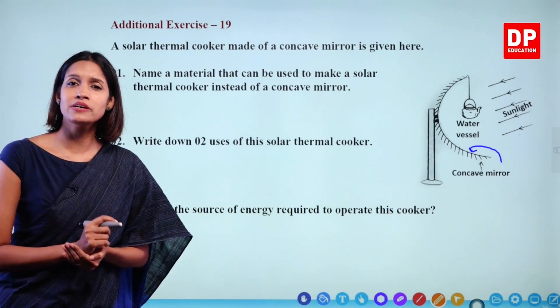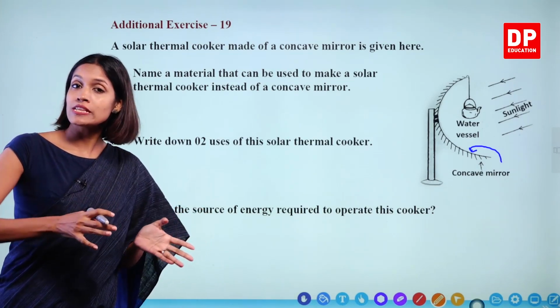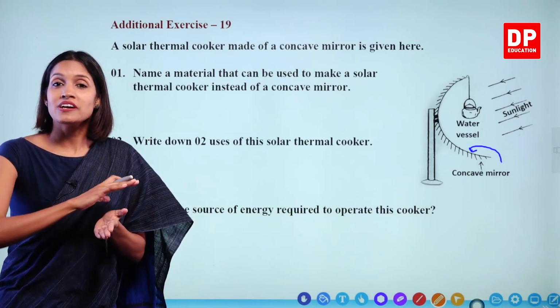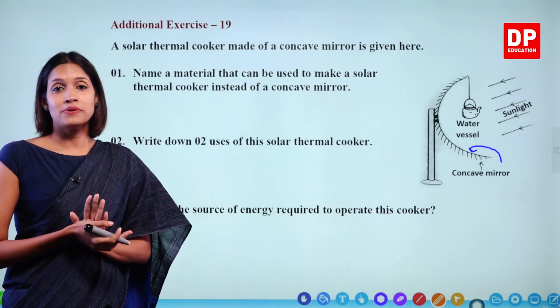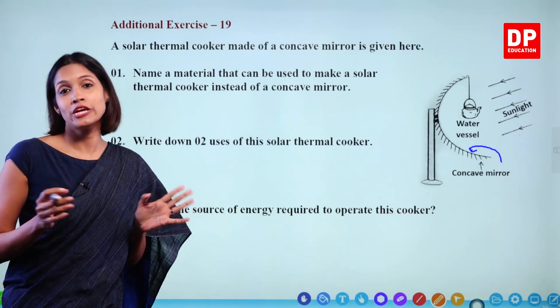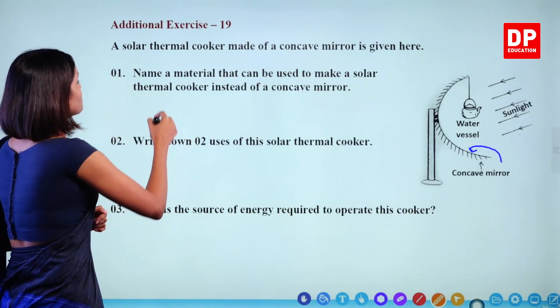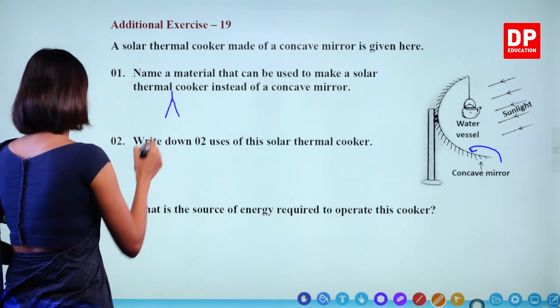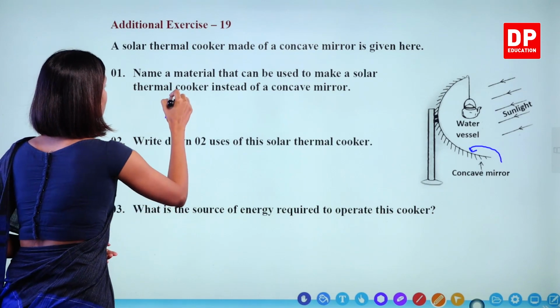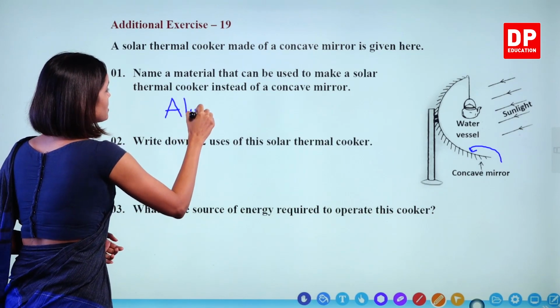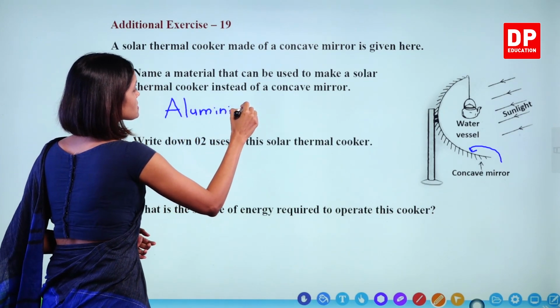Now, do you remember we made that solar thermal box stove? We covered the stove with a silver color paper, or even you can use aluminium foil, right? We will write aluminium foil or even aluminium sheets also, correct. Aluminium sheets.